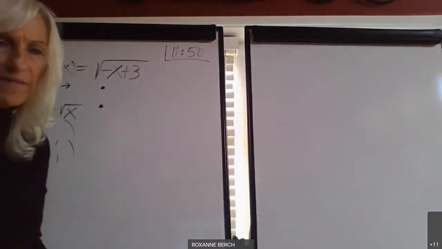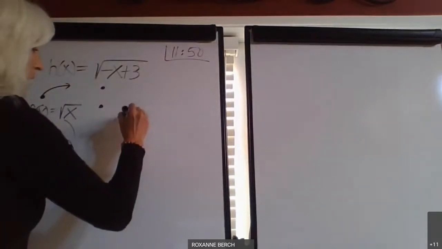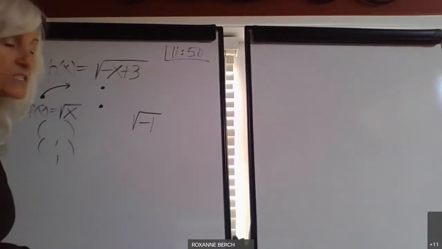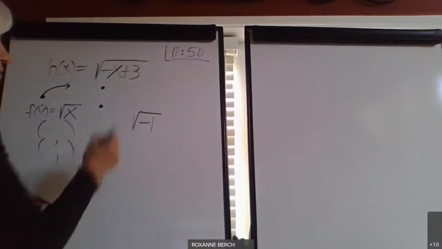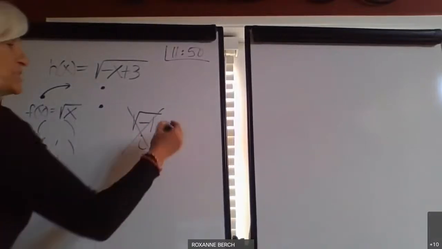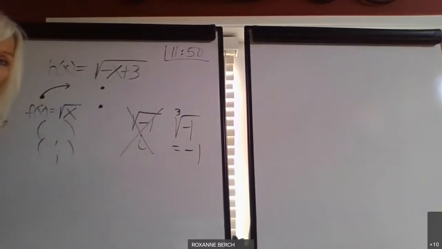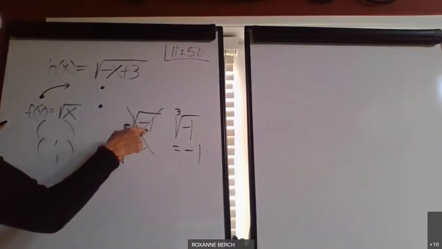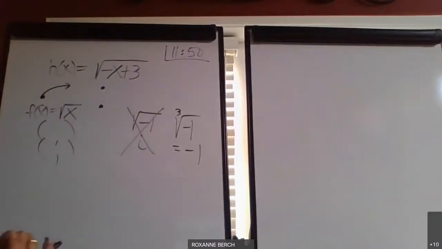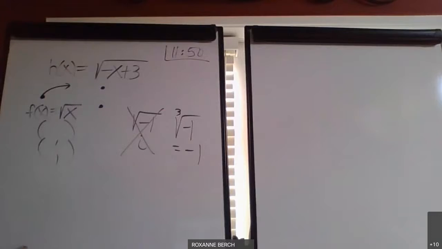Okay, I discovered something that I need to tell you, and this is it. You cannot have a negative under a radical, a square root. So this is imaginary, and so you cannot have that. But you can have a negative under a cube root. This is -1. So a square root of -1 is an imaginary number, which we can't graph in the Cartesian coordinate plane. The cube root of -1 is -1.